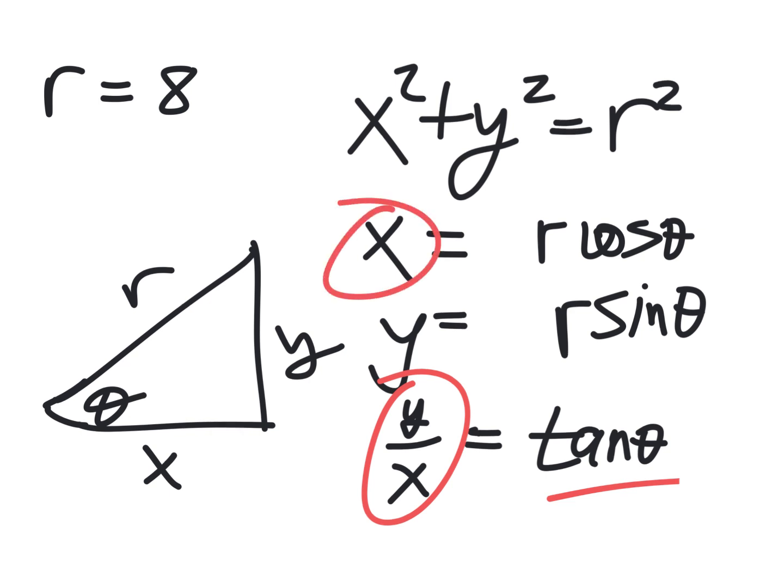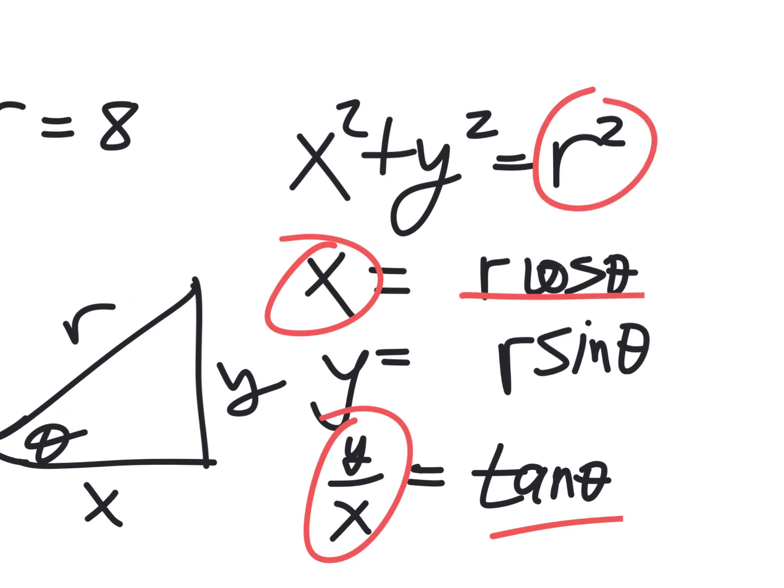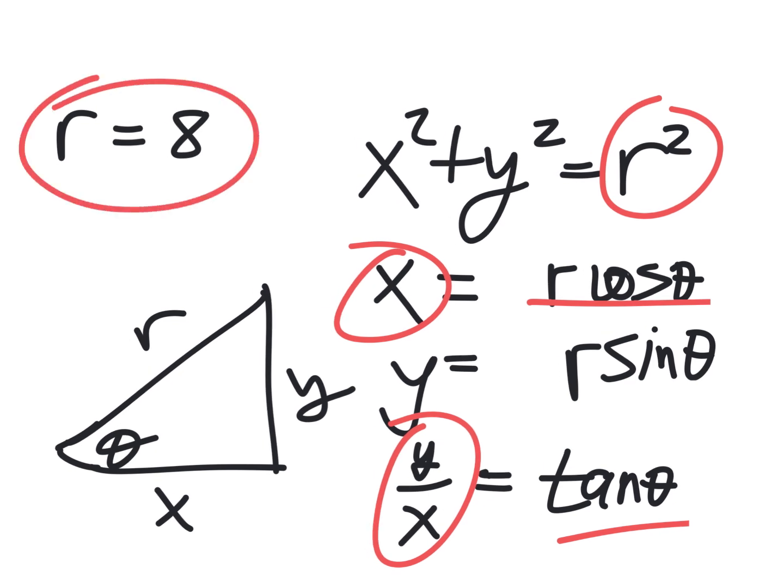So if you ever see a y over x, you can replace it with tangent. If you ever see an x, you can replace it with r cosine theta. If you ever see an r, well, I just did. There's my r. Not quite as simple, but man, it'd be really simple if it was an r squared, wouldn't it? So, go ahead.